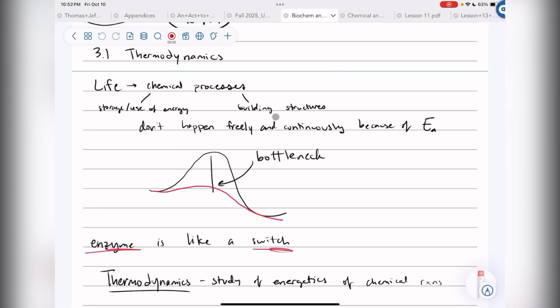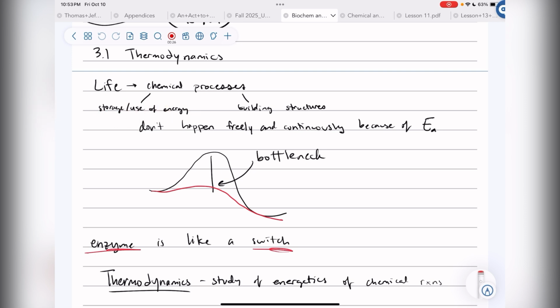Okay, hi. So I'm going to go over chapters 3 and 4 in biochemistry. So 3.1 is thermodynamics. So basically, life is made up of chemical processes, and then they all have to do with the storage and the use of energy.